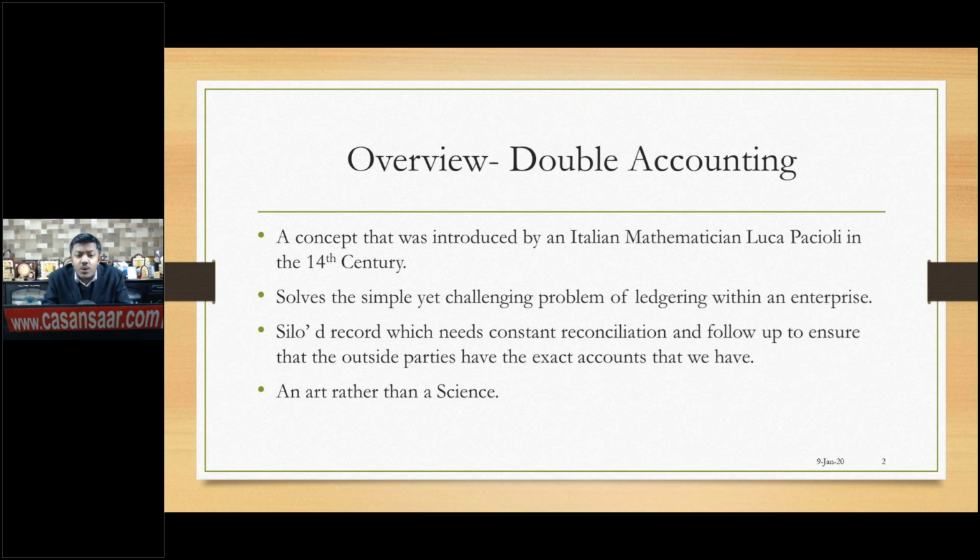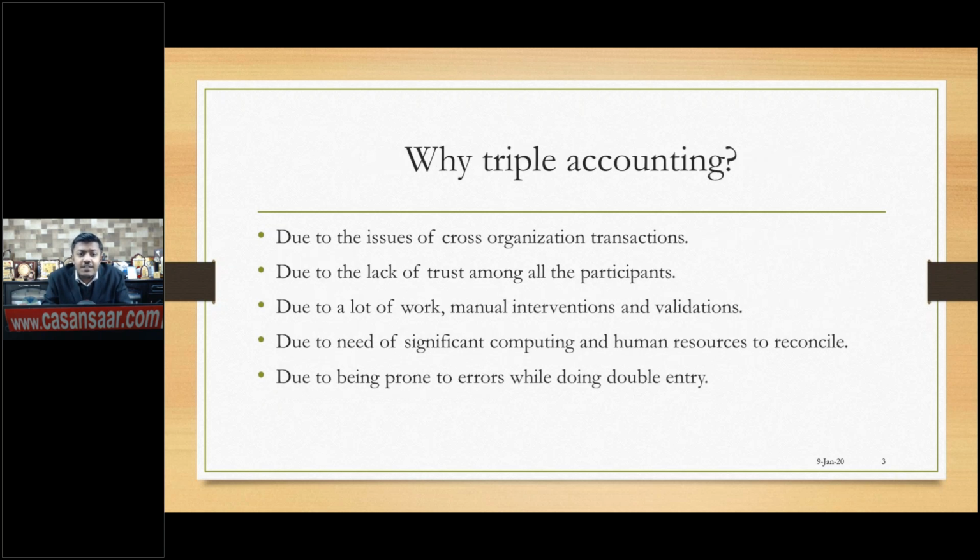It was more of an art than a science, an art to record the debits and the credits so that we are on the same page. But with the evolution of the internet and the fast-paced world, there is a need to evolve double accounting. With the help of blockchain technology, double accounting is now transforming into a triple accounting system. So what's the triple accounting system? Or let's first discuss why we need it.